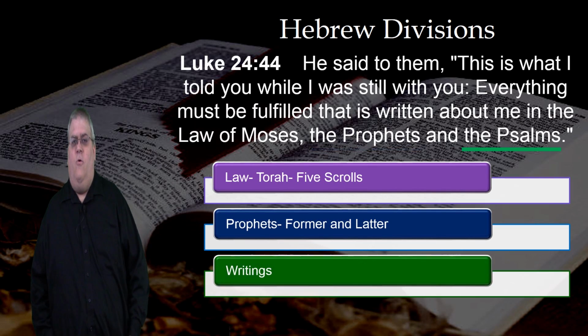Then the third category in the Hebrew Bible is called the writings. Now, this is sometimes called the Psalms because the book of Psalms is the most prominent book in this collection. But this category also has wisdom books such as Proverbs and Job, and miscellaneous books such as Lamentations and the book of Ruth.